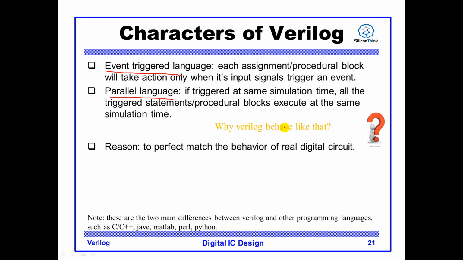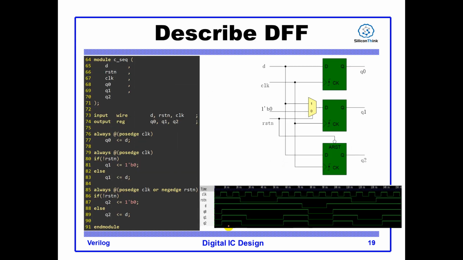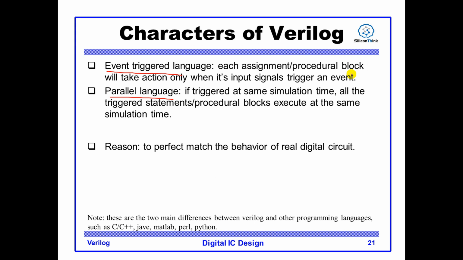Why? I have given the reason. This is used to perfectly match the behavior of a real digital circuit. So you can see, just look at the circuit we try to describe. For this example, if there is a rising edge on the clock, in the real circuit, all three registers will toggle. That is, they will pass the data on D to Q. That is because a real circuit is parallel. So if you want to emulate the function of a real circuit, the language you use should be a parallel language. Yeah, the two can match.